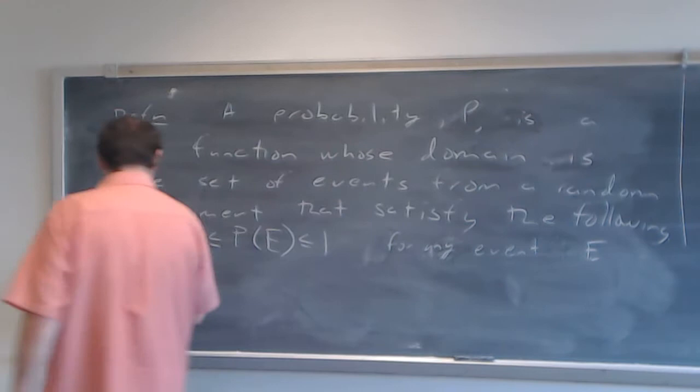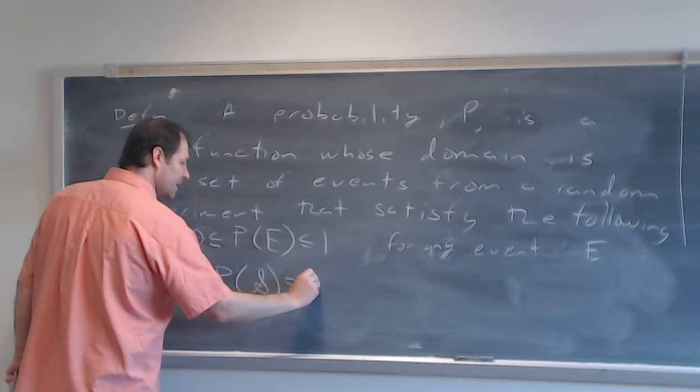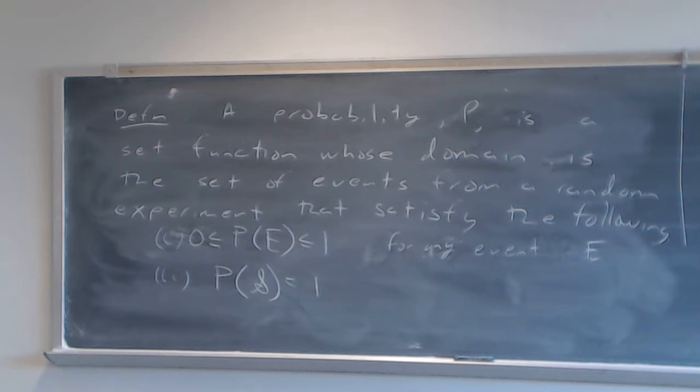Second, well, one event is the sample space itself. And the probability of the sample space, that is real, the chance that something happened, is what this means. It is 100%. It's 1.